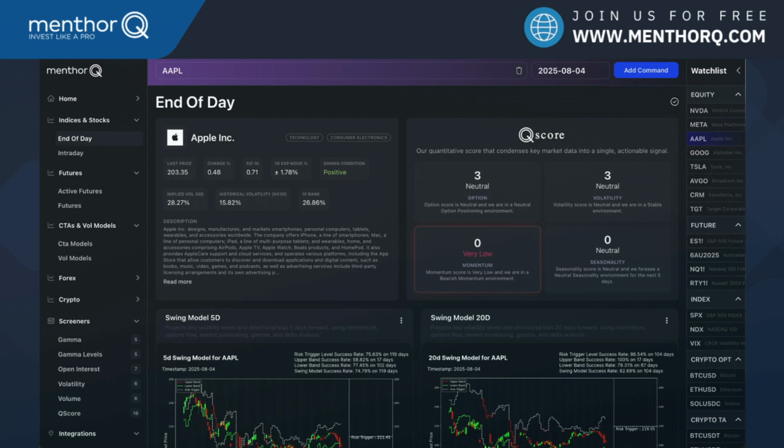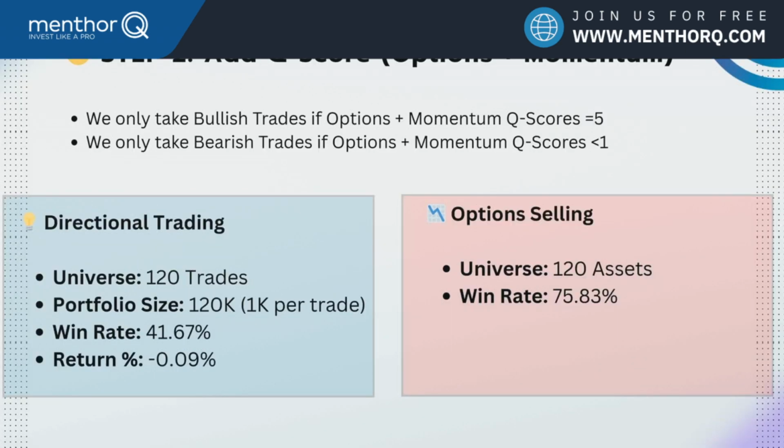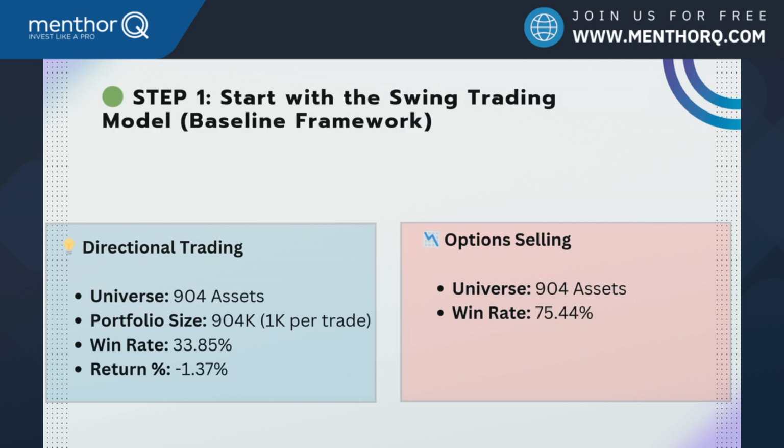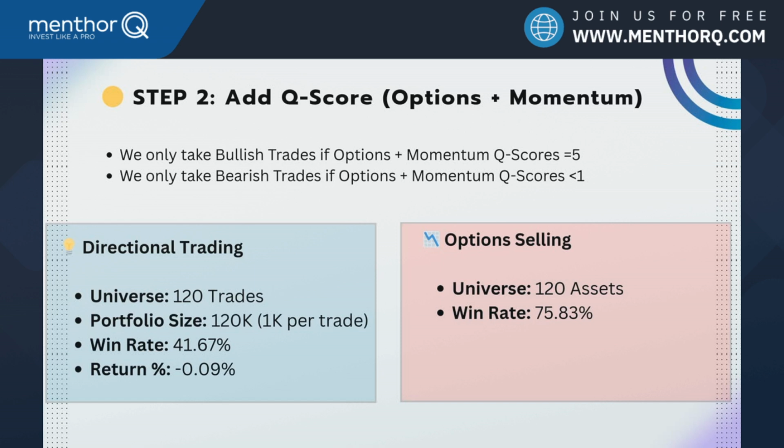So let's go back here. The first exercise, and we call this tilting our strategy. We started from our baseline, which was simply using our swing trading model. So we had about 904 assets. How can we narrow it down? By adding some factors. The first factor that we are going to add is our Q-Score, options, and momentum.